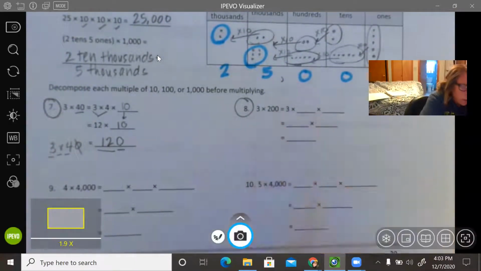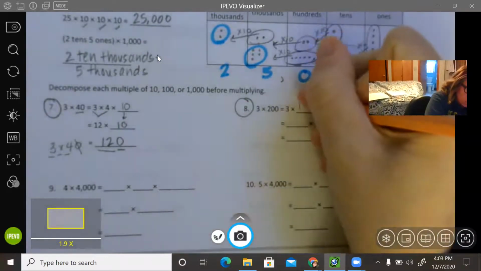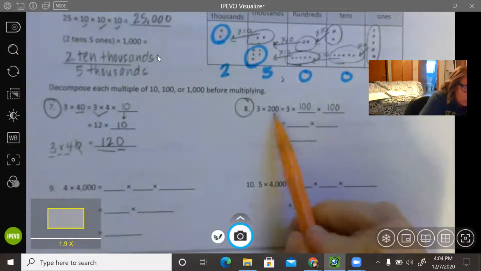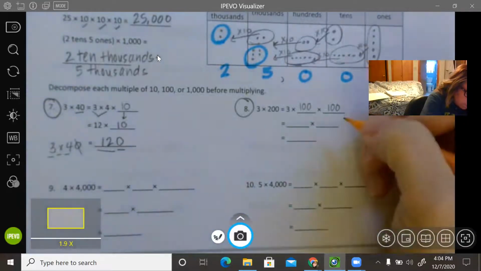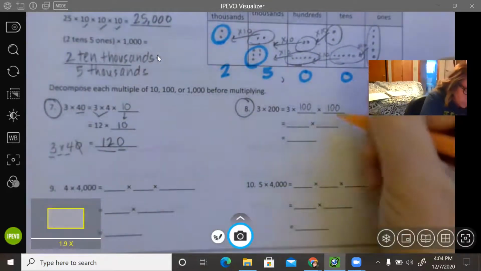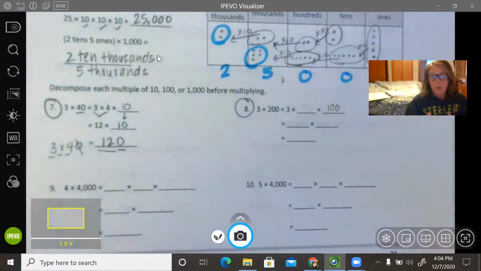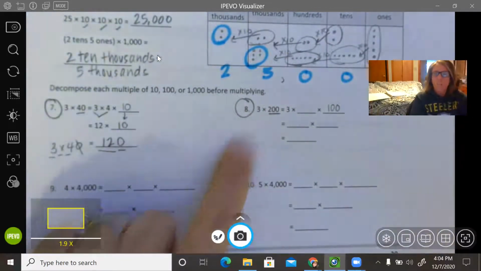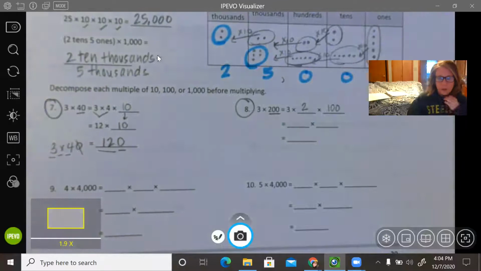3 times 200. So we need to break down the 200. So we're going to put 3 times 100 times 100 because 100 and 100 gives us 200. No, we need 100 times 100 would give us 1,000. So we need to look at this 200 and we know we can think how many hundreds is that? So it would be 3 times 2 times 100.